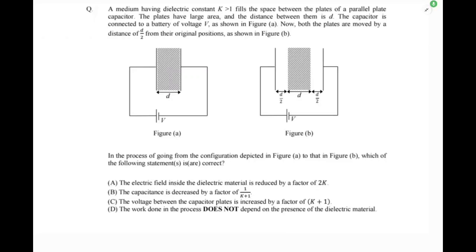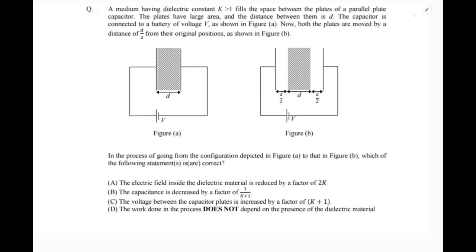So hello everybody, we are dealing with the problem on capacitors and dielectrics from JEE Advanced 2022, and it is a more than one correct type problem. The problem states: a medium having dielectric constant K greater than 1 fills the space between the plates of a parallel plate capacitor. The plates have large area and the distance between them is d.